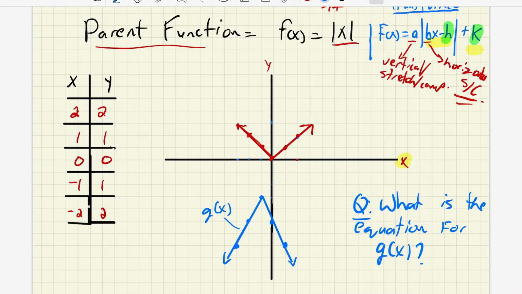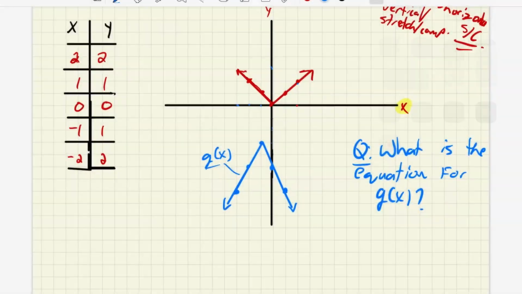So let's say we reverse the question and we asked you, what is the equation for g at x, which is the blue transformed function from the parent function f at x. Similar to how we were dealing with it before, what we're going to do is pick a point, substitute, use a little bit of algebra, and then see if we can pick off a, b, h, and k.